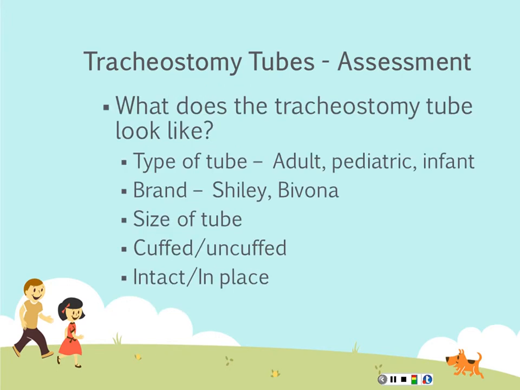After assessing the actual patient and the stoma site around the trach tube, you want to assess the tracheostomy tube itself. What does it look like? Does the trach appear to be intact? Do you see any visible cracks or some type of malfunction with the trach tube? What type of tube is it? Is it an adult tube, a pediatric, or an infant tube? Notice on the trach whether it says it's a Shiley or a Bivona trach.